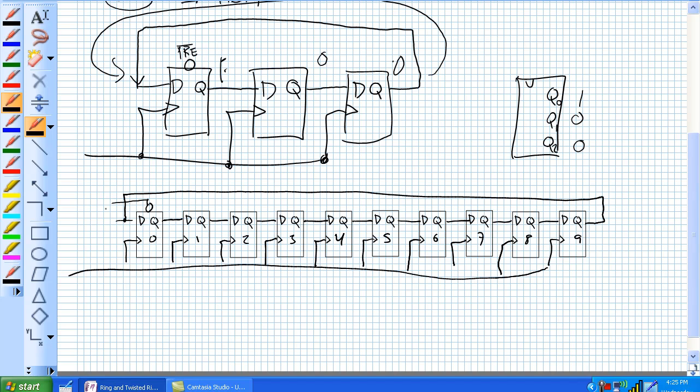And give this guy an active low preset, and this stage right here has a one. Next clock pulse comes along, this guy's got it. Next clock pulse comes along, this guy's got it. Next one, this one. Who's got the one? Next clock pulse, bang, right back there.